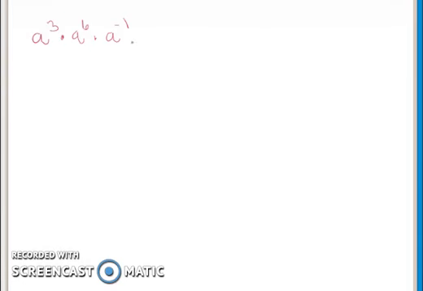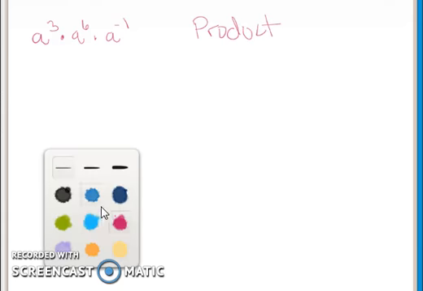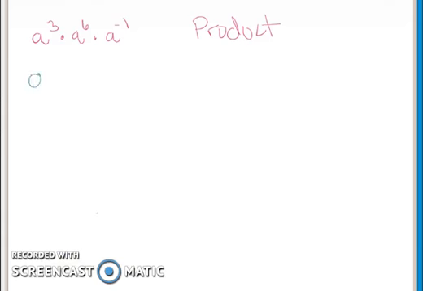Alright, we got A and A. These are like bases, which means they are referring to the product rule, and we're going to go ahead and add these together. So we're going to get, change color here, A to the 3rd plus 6, and then minus 1. That would leave us with A to the 8th power.